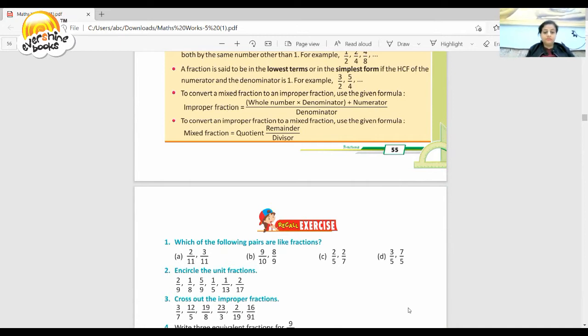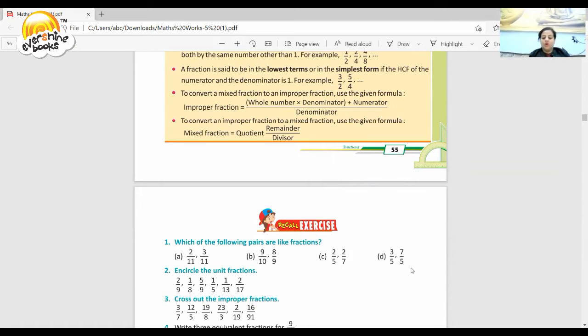Now, to convert a mixed fraction to an improper fraction, use the given formula. We multiply the whole number with the denominator and add the numerator. The denominator will be the same as it is in the improper fraction also. If we want to make it a mixed fraction, the quotient comes as the whole number and the remainder comes upward as the numerator. These are the formulas you have to learn.